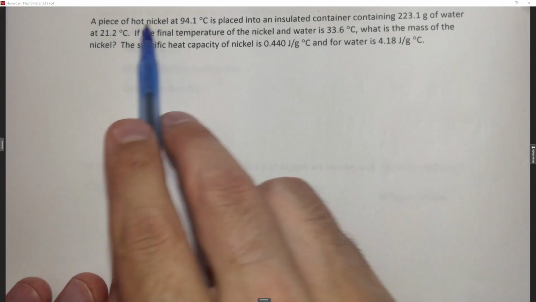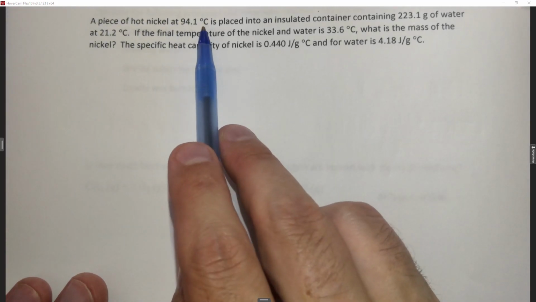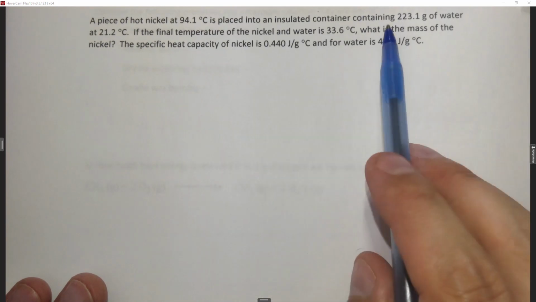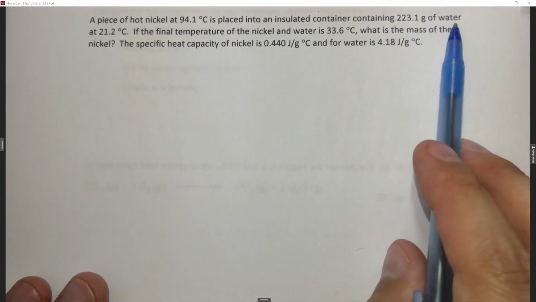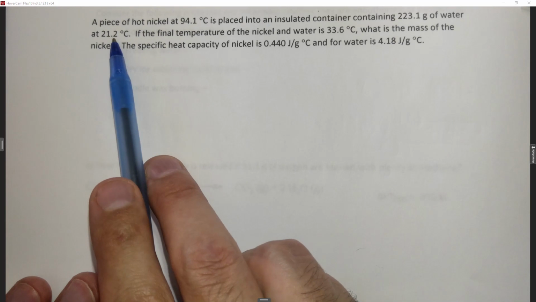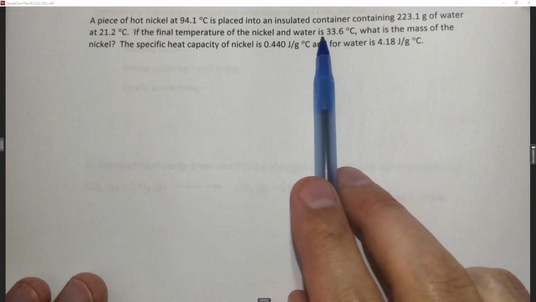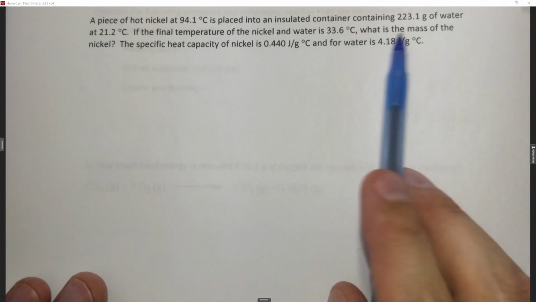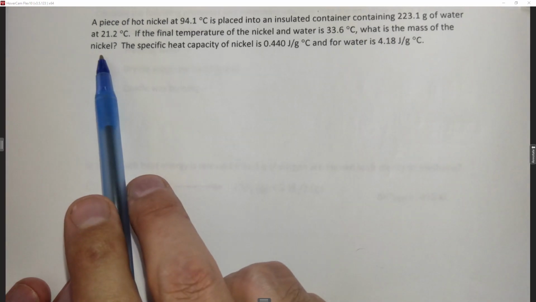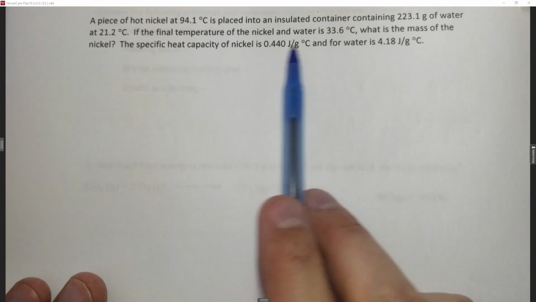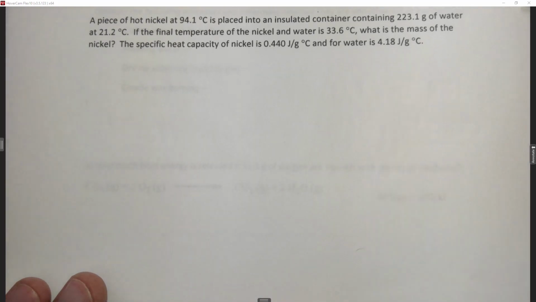The question says, a piece of hot nickel at 94.1 degrees Celsius is placed into an insulated container containing 223.1 grams of water at 21.2 degrees C, roughly room temperature. If the final temperature of the nickel in water is 33.6 degrees C, what is the mass of the nickel? And then it says the specific heat capacity of nickel is this, and the water is this.